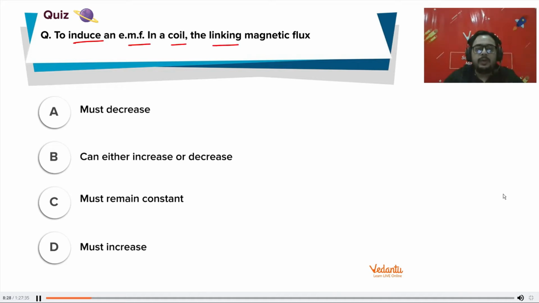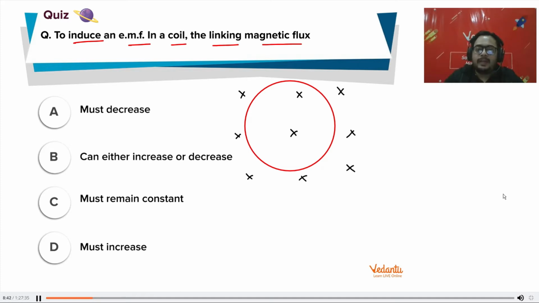To induce EMF in a coil, the linking flux must... So basically they are asking you that if you have a coil and there is some magnetic flux through the coil, then in order to generate EMF in that coil, basically to generate current in that coil, what should happen? Should the flux decrease? It must remain same. It can either increase or decrease. These are the options. Please read the options carefully. I'll give you 20 seconds to read the options.